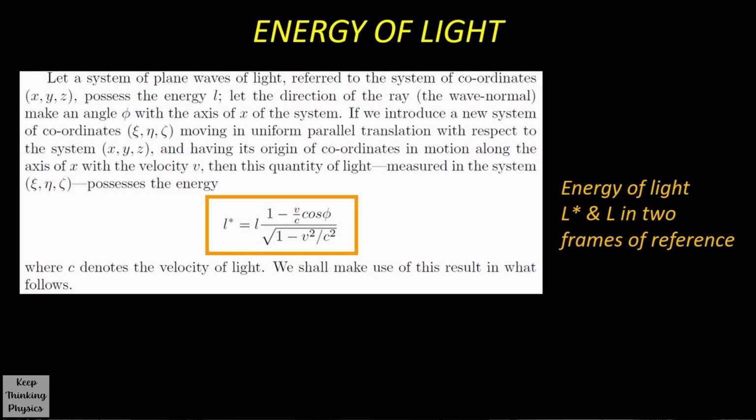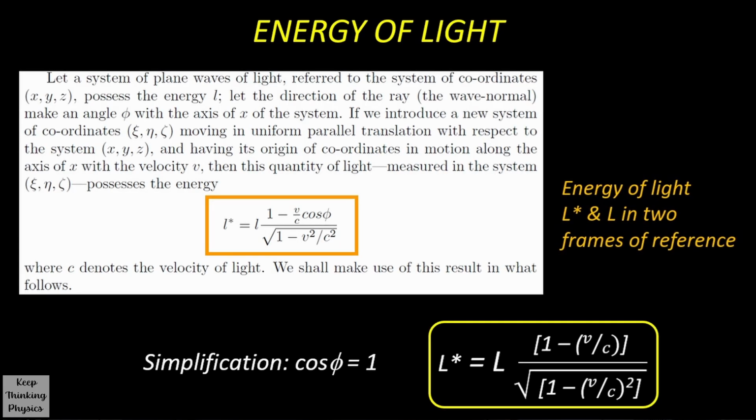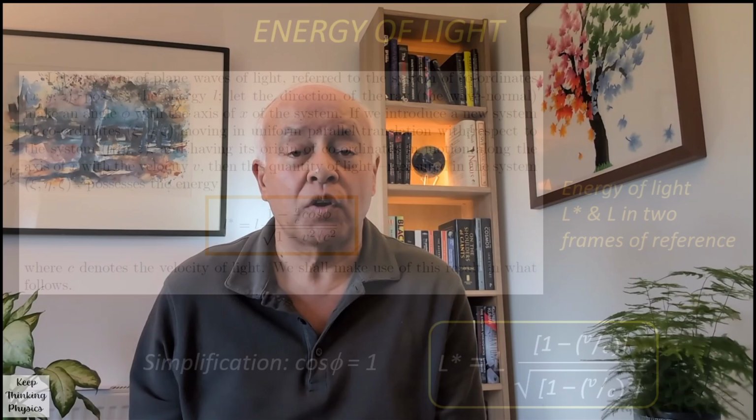He presents the equation for how energy is seen in 2 frames of reference. In this equation, Einstein was keeping things very general, where the light was travelling at an angle phi, but to keep things simple here, we will just use the case that the light beam is moving such that cos of phi equals 1. Hence the equation for energy, L star, simplifies to the one shown in the yellow box. This is what we will use from now on.